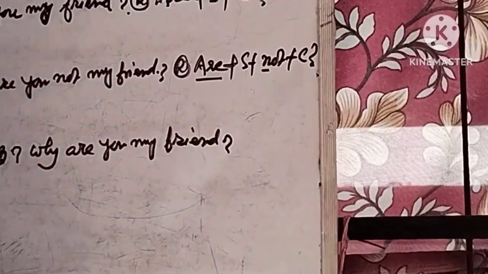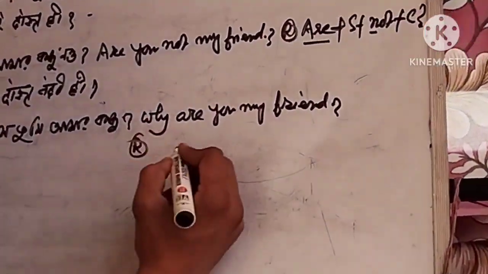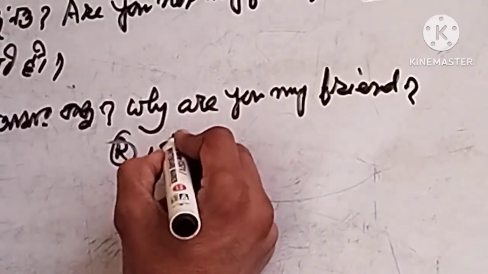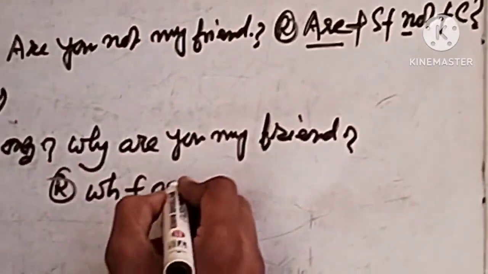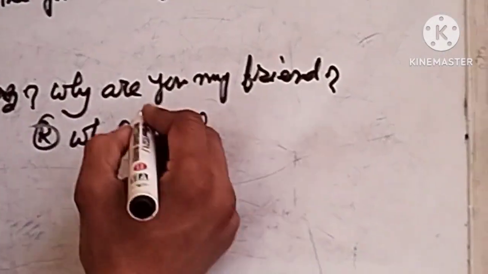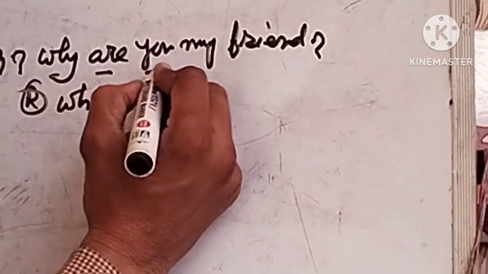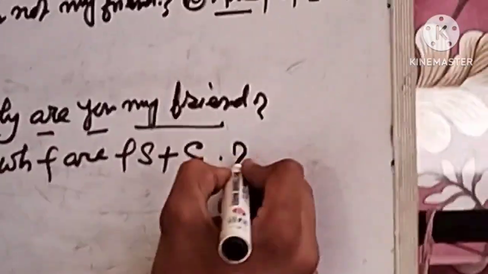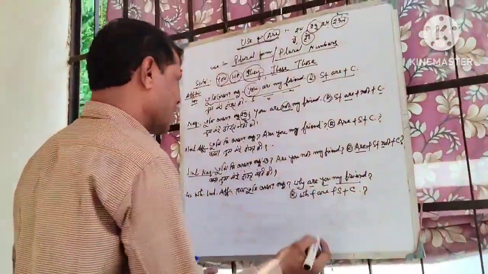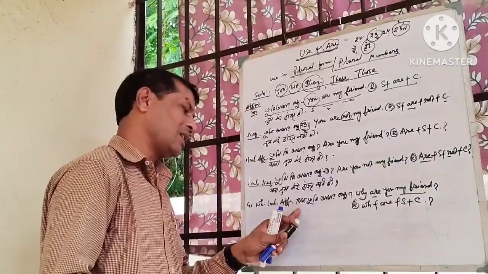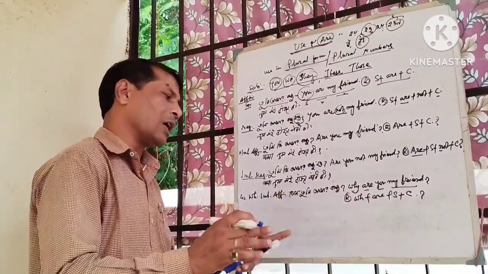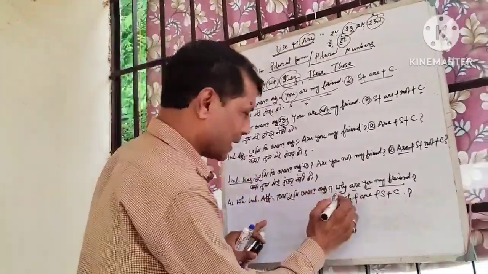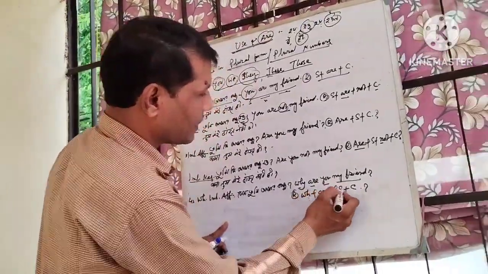Question mark. Yes, so what is the rule here? WH word plus are plus subject plus complement. Clear? Yes. Any WH words can be there: why, where, when, anything. But use the WH word first, and then are, then the subject.